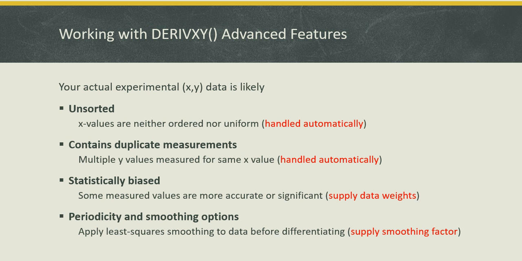For the first two items here, the good news is actually they are handled automatically for you. So DERIVXY will sort the data for you if they are unsorted, and it will average the duplicate measurements at any given point automatically. Now with the statistically biased data, you have some controls over this, and I'll show you this in the next slide.